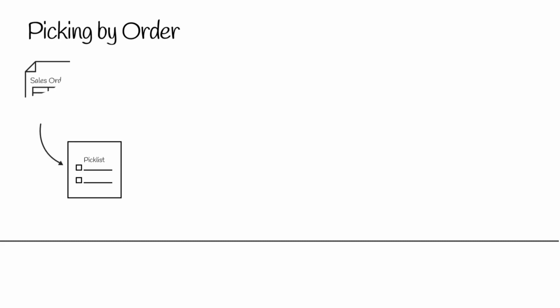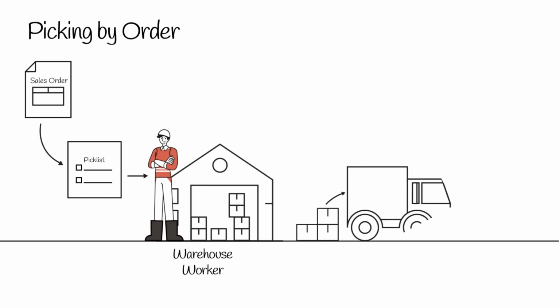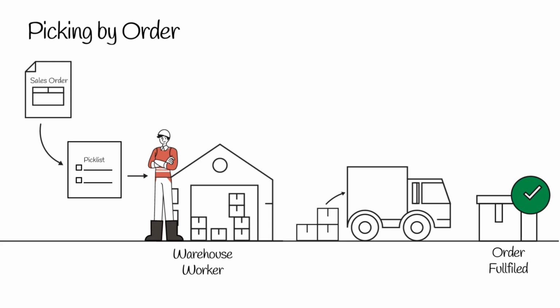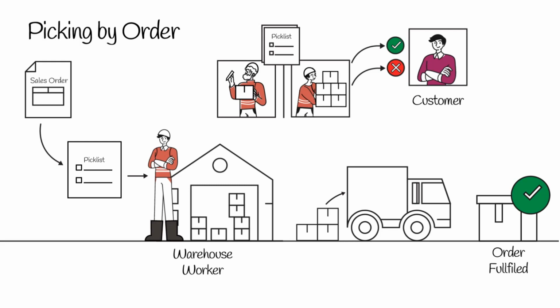1. Picking by order. Here, a dedicated pick list is created for each sales order and is assigned to a warehouse worker who picks the items one by one until they have collected all the items needed to fulfill that order. This can also be done in batches where each warehouse worker is assigned to pick items one by one for multiple orders, which may or may not be from the same customer.